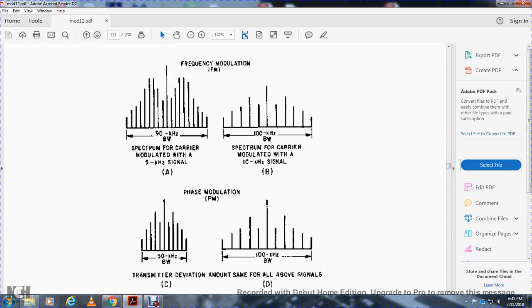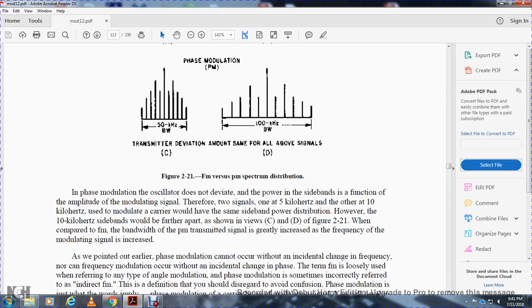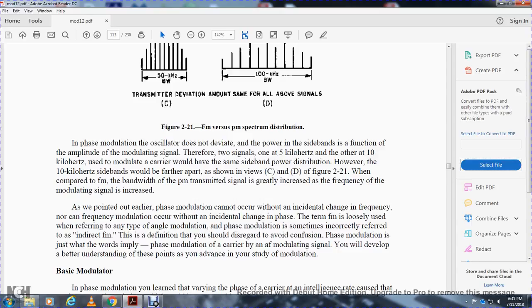For the phase modulation transmitter, the deviation amount is the same for both signals, 50 kilohertz, and the bandwidth is 100 kilohertz. In phase modulation, the oscillator does not deviate; the sideband power is a function of the amplitude of the modulating signal. Therefore, with two signals, one at 5 kHz and the other at 10 kHz, either modulating the carrier would have the same sideband power distribution. However, the 10 kHz sidebands would be farther apart, as shown in views C and D in Figure 221, compared with the frequency modulation.